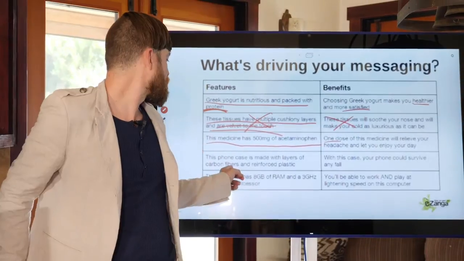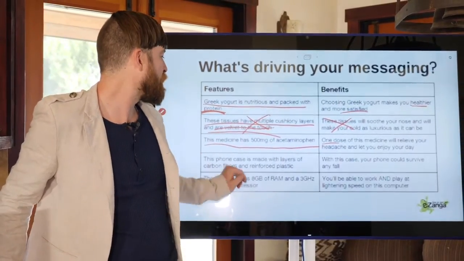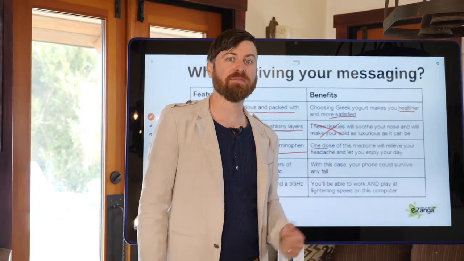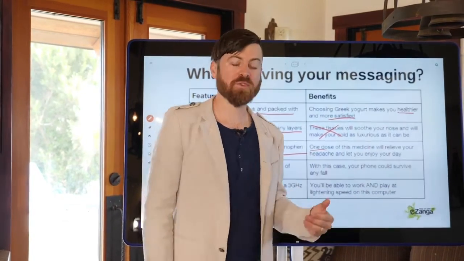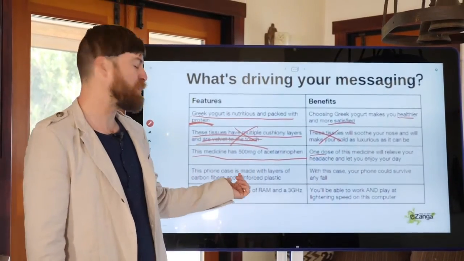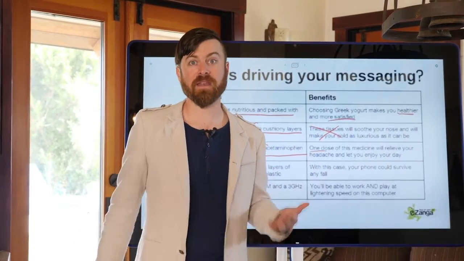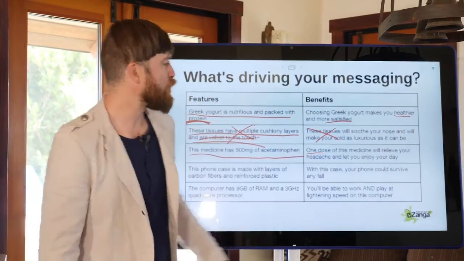That's a benefit. Another example, this phone case is made of carbon fiber and plastic. Feature. Benefit is saying this phone case will never break, or this phone case can survive any fall. That's a benefit. Would you rather buy a phone case that has plastic and carbon fibers in it, or would you rather buy a phone case that can survive any fall? Benefits sell. So that's more examples.